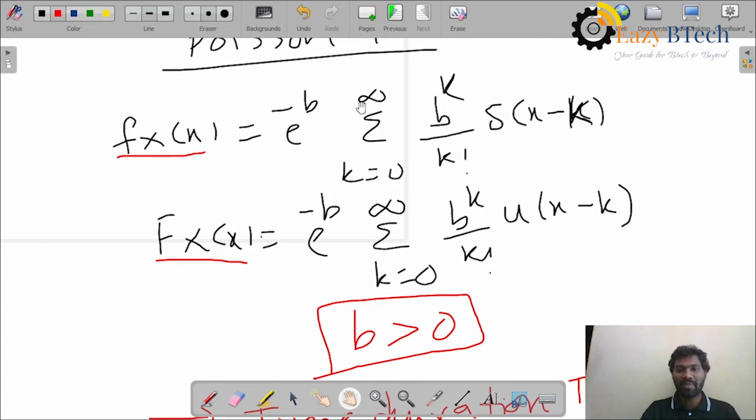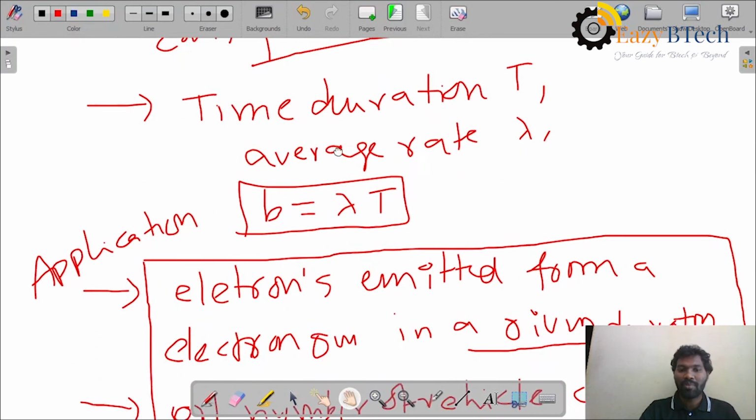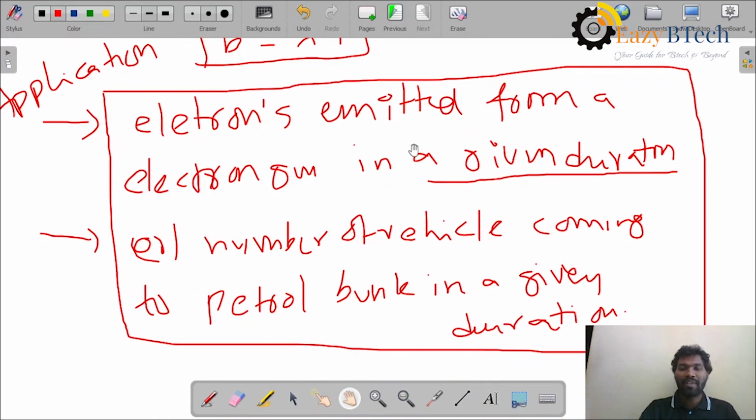So the Poisson variable density function is given by e power minus b summation b power k by k factorial into delta of x minus k. The density function is always with the impulse function, whereas the distribution function is always linked with the step function. That point everyone should remember. The constant b is always greater than 0, and b can be written as lambda into t if the time duration and average rate are given.